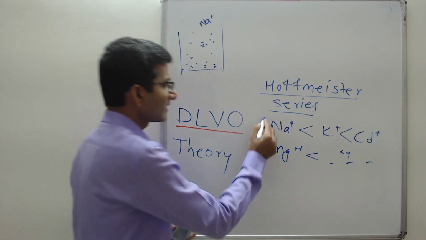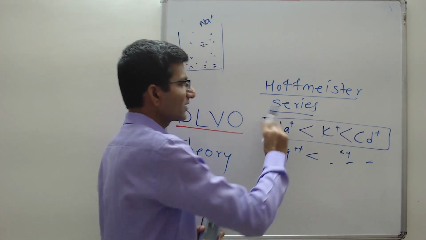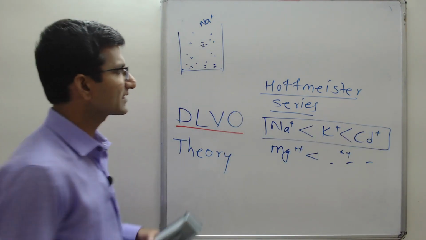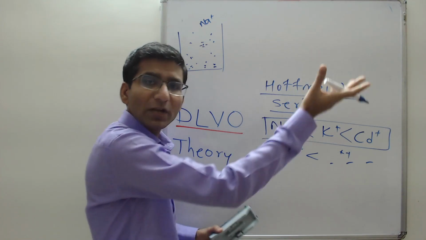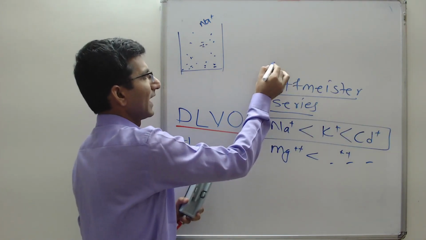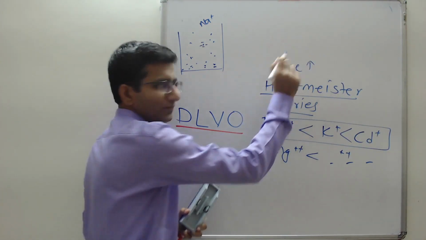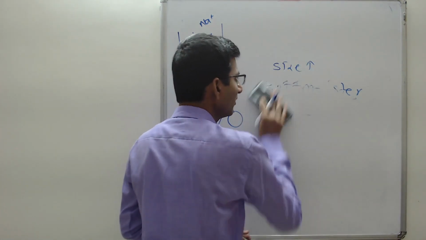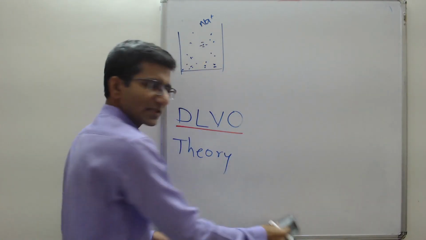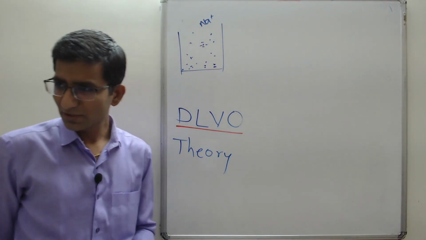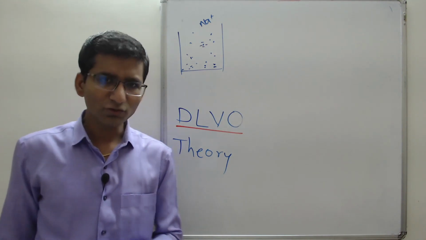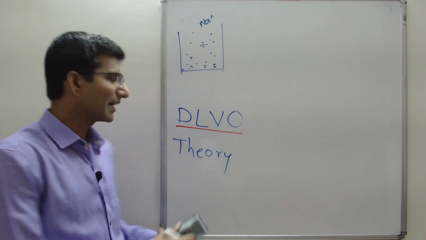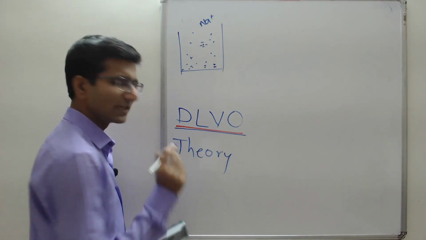So this series of valence 1 is called the Hofmeister series. Okay, this is the second Hofmeister series. So the Hofmeister series says that the aggregating power of an electrolyte or ion increases as size increases. Understood the point? Now, based on the Schulz-Hardy rule and this Hofmeister series, two groups, or two pairs, of scientists developed a theory. That theory is known as DLVO theory.